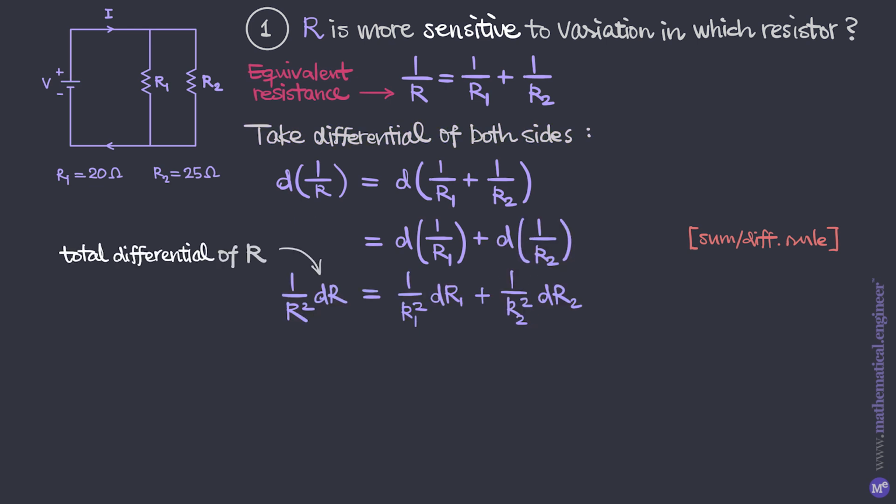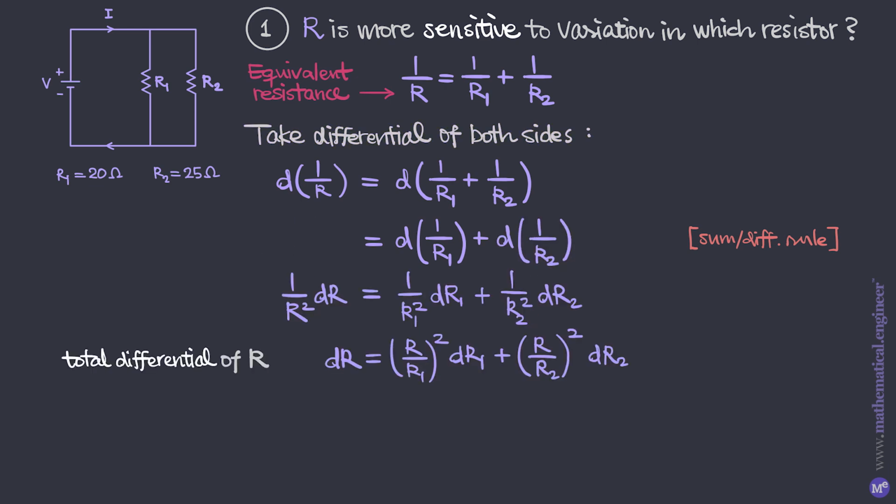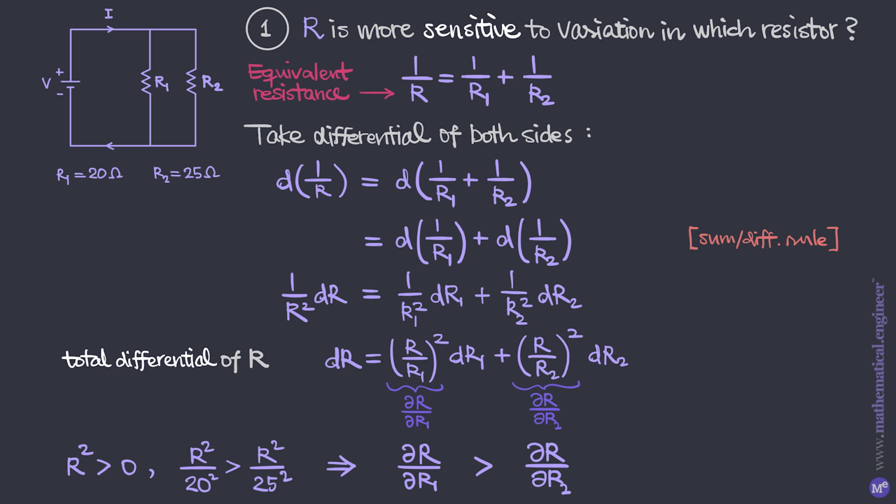Multiply both sides by -1, and then by R squared too. So here we have the total differential of R. From the dR1 term, we get partial R over partial R1. And from the dR2 term, we get partial R over partial R2. Now since R squared is positive, R squared over the square of 20 is greater than R squared over the square of 25. That means partial R over partial R1 is greater than partial R over partial R2. And so we conclude that R is more sensitive to variation in R1.